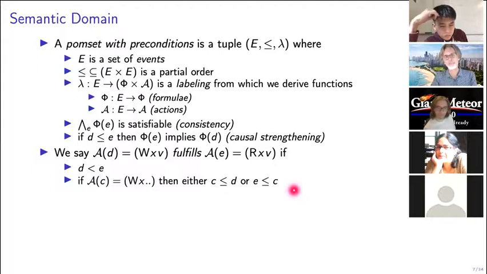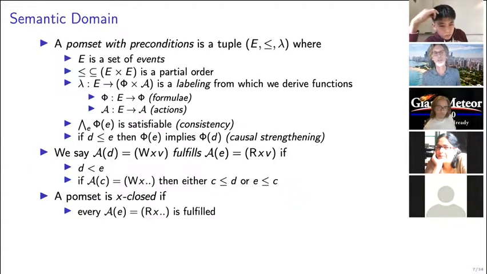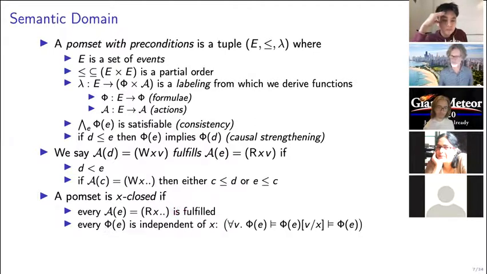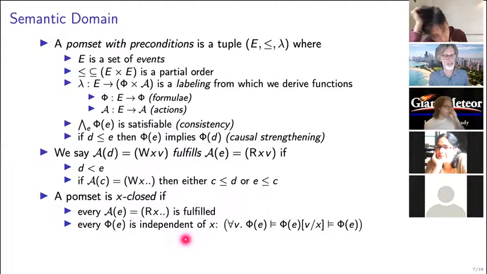Now I can say that a Pomset is closed if it satisfies 2 properties, and we'll do these per variable. I'll say a Pomset is X-closed for some variable X if, first of all, every read of X is fulfilled. You need to fulfill all the reads: we have to have a write to match every read. And the second thing is all the formulas need to be independent of X. In other words, in order to close over X, we need to be done with X. We've fulfilled all the reads, and we've satisfied all the formulas that involve X.